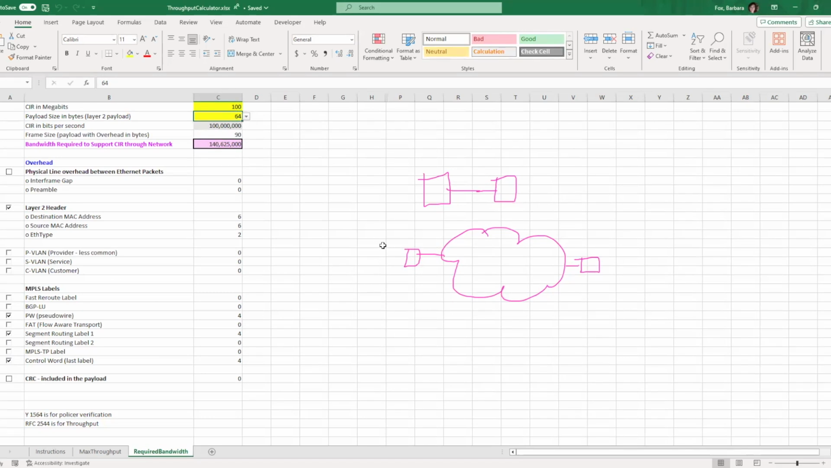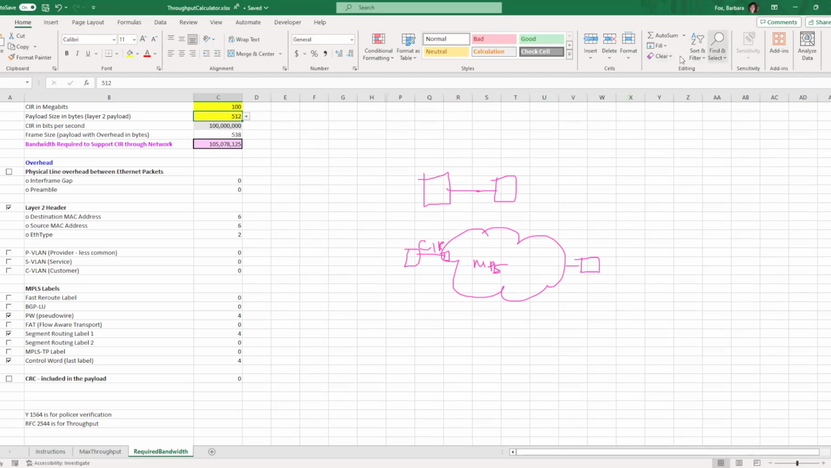So instead of giving 100 meg of CIR here, we actually need to set our device up to give them 140 meg of CIR to be able to get 100 meg through our MPLS network. And again, if instead of a 64 byte packet, our SLA was written for a 512 byte packet, we'd really only need to change the CIR to 105.